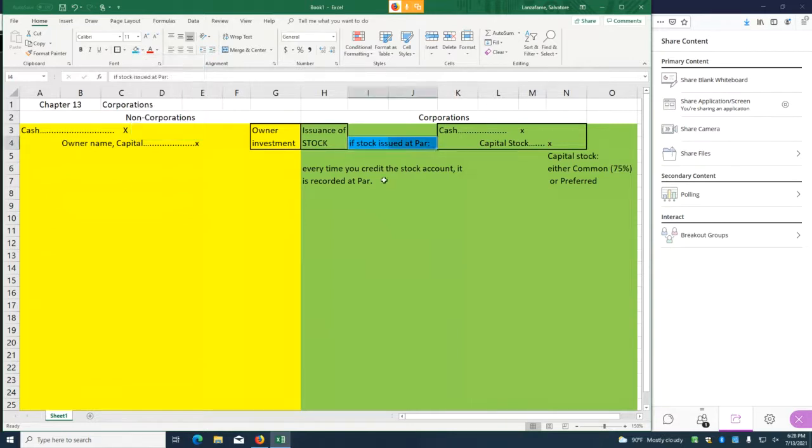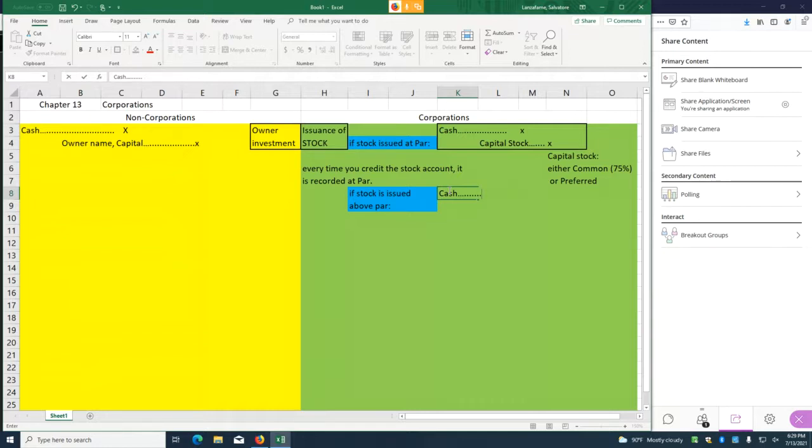So if stock is issued at par, then this is the journal entry. If stock is issued above par, now we're going to need three lines in the journal entry. So the journal entry would look like this. We would still debit cash because you're the corporation and people are buying into your company to become an owner. That's how the company raises capital, the word capital. That's how they raise money.